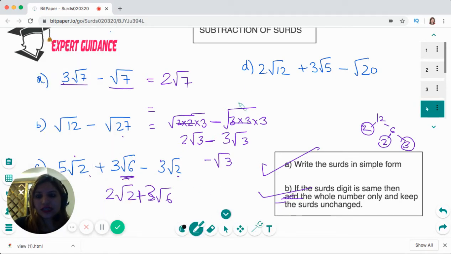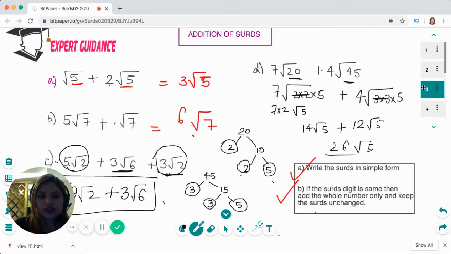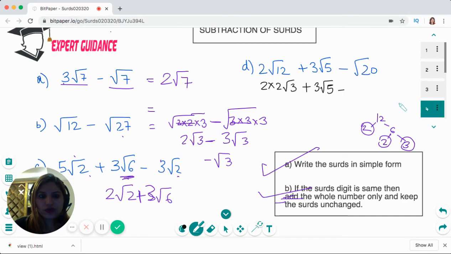Now let's do the same thing here. Root 12 is written as 2 root 3. So 2 times 2 root 3 plus 3 root 5 and square root 20. We just wrote square root 20 in the previous question. Square root 20 is 2 root 5, so we can write it as 2 root 5.